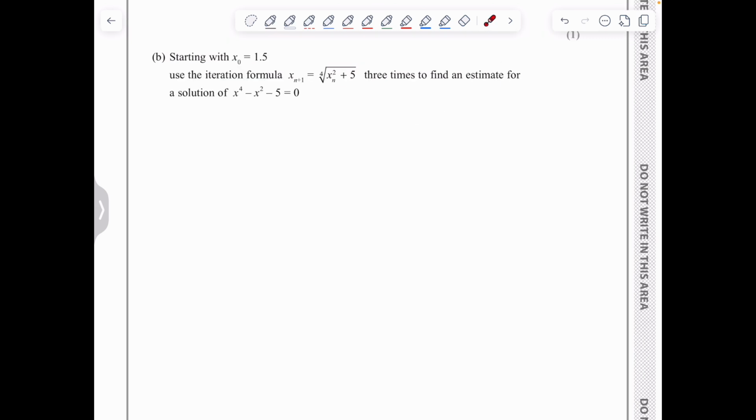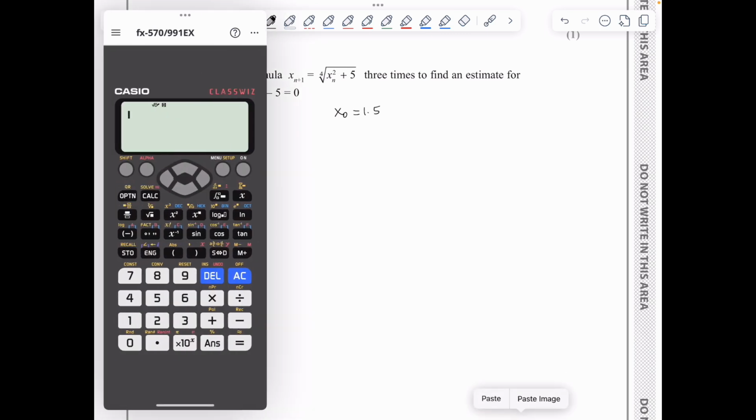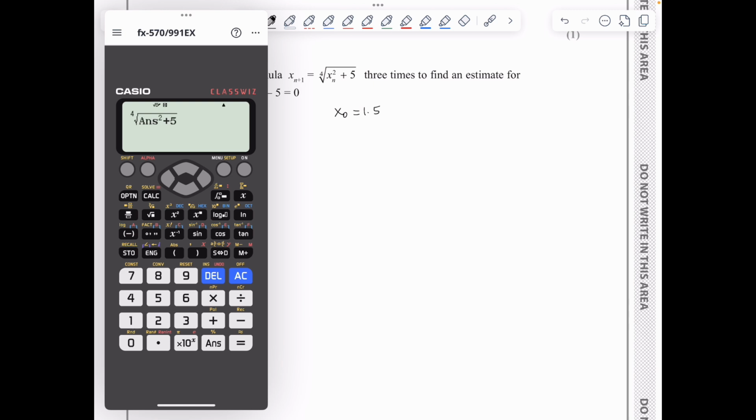Now in part B, we are asked to start with x not being 1.5 and use the given iteration formula 3 times to find an estimate for a solution of this equation here. So we will start with x not being 1.5. I'm gonna go on my calculator, I press 1.5 and I press the equal sign. So I've just stored this on my answer key, and then I'm gonna do the fourth root of the ans squared plus 5, and each time I press the equal sign, I'll be getting a new iteration.